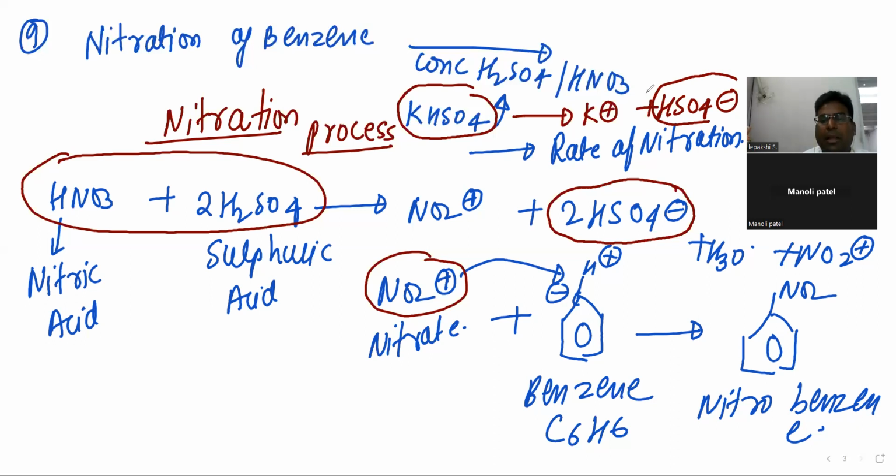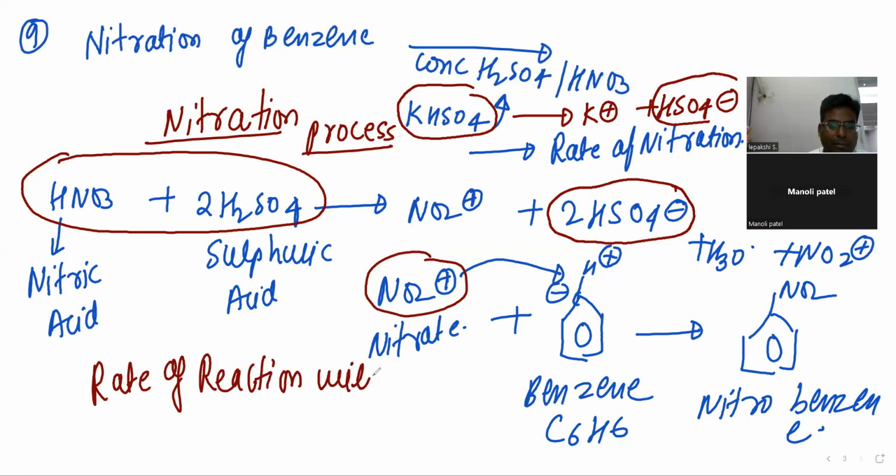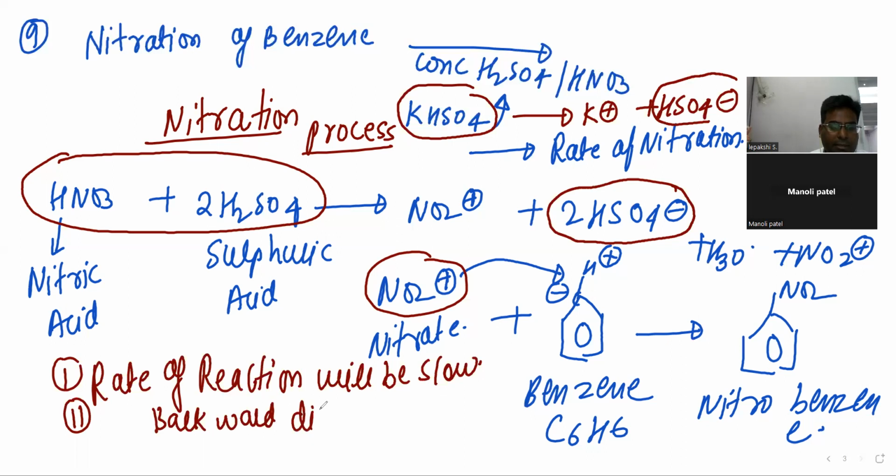So what will happen after increasing the concentration of HSO4-? The rate of reaction will be slower, right? The rate of reaction will become slow. Understood? Why? Because it will shift to the backward reaction, the backward direction. So please write it down.